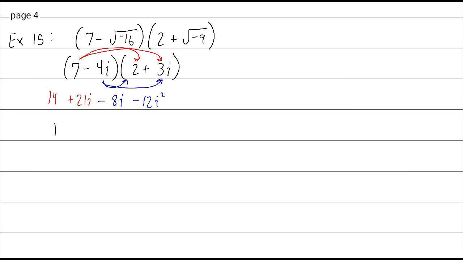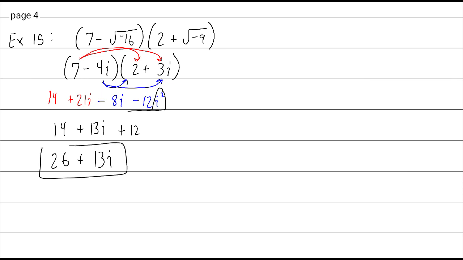Okay, so 14. 21i minus 8i is going to be positive 13i. Minus 12i squared. Oh, there's that i squared again. So this negative 12 is going to turn into a plus 12. 12 plus the 14 is 26 plus 13i.